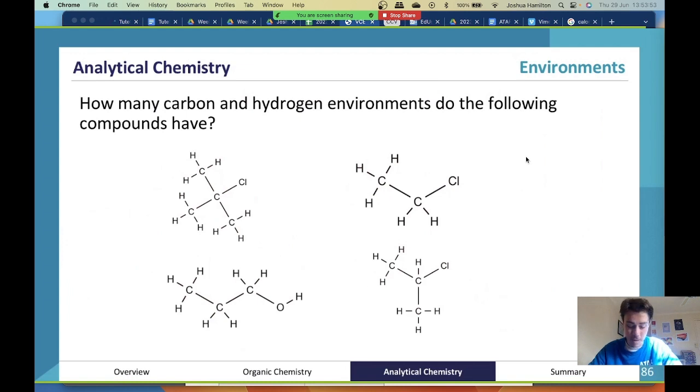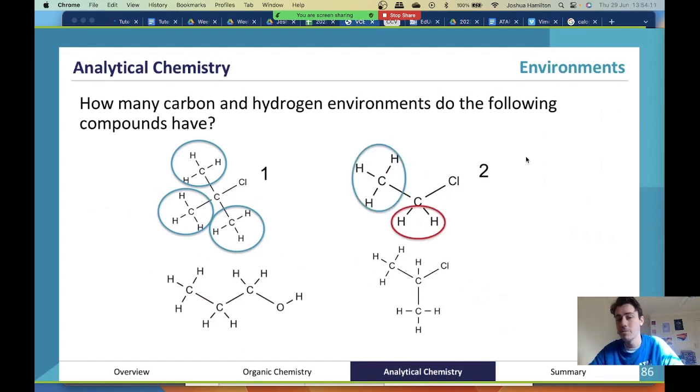Now, how many carbon and hydrogen environments do we see here? So let's go through hydrogen environments first, because that's what we've been discussing. So in our first one, we have 1, because these are all the same. They all come off the same thing, so it all looks the same. In our second one, how many are we going to have? We're going to have 2.